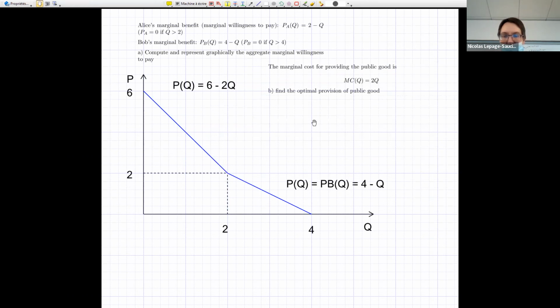All right. The marginal cost of providing the public good is MC of Q equals 2Q. So it's an increasing function. It could have been just 2, for instance. I could have given you any function, but be confident I'm going to give you something linear, not quadratic or anything more complicated. Find the optimal provision of public good.